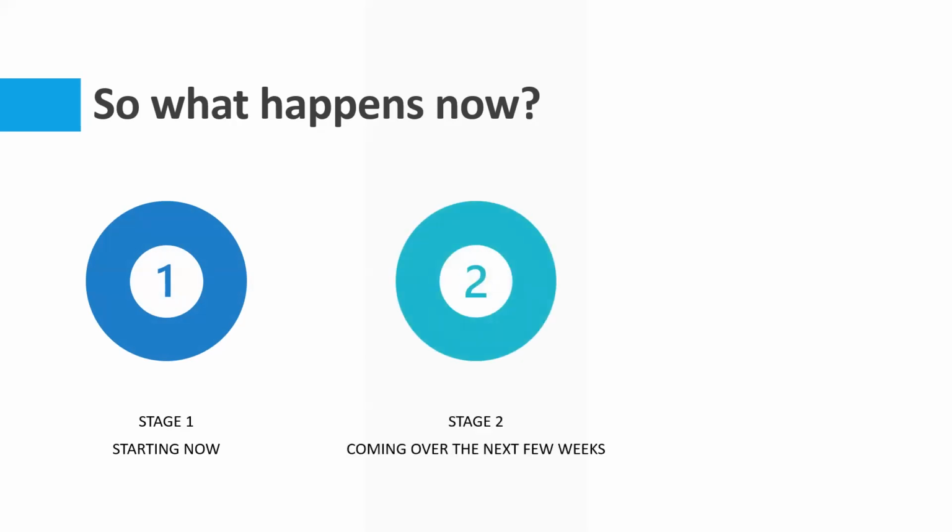Stage 2, which will be coming over the next few weeks, is the pay item transition. With the pay item transition tool, you can identify and replace non-compliant pay items with new earnings categories defined by STP Phase 2. These new pay items are already available in Xero Payroll for any new staff that you do hire.